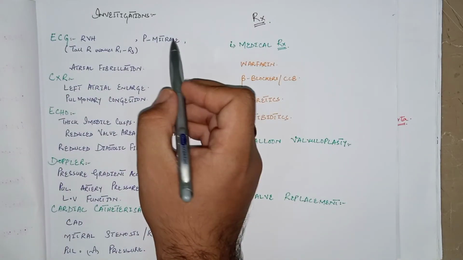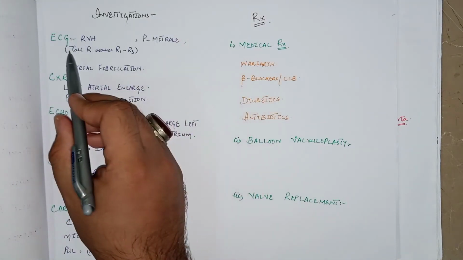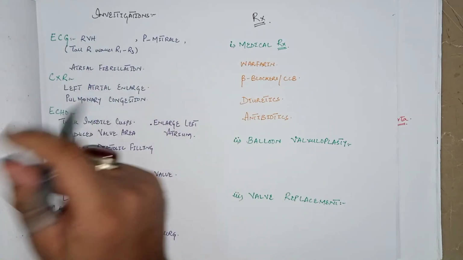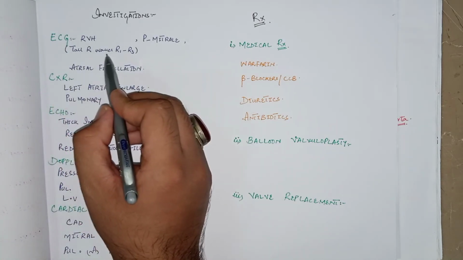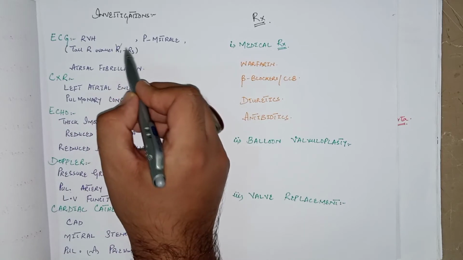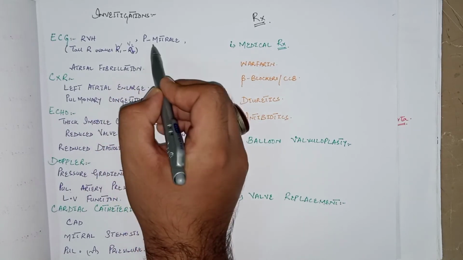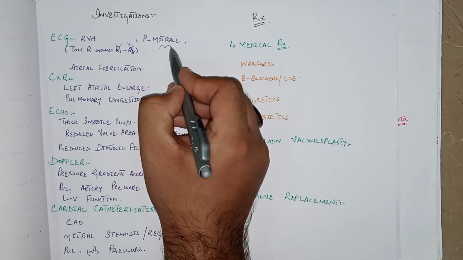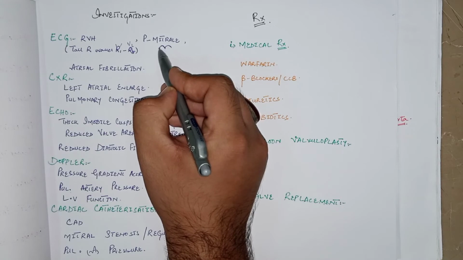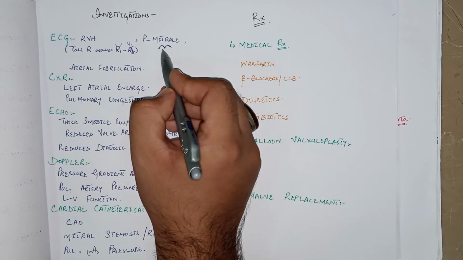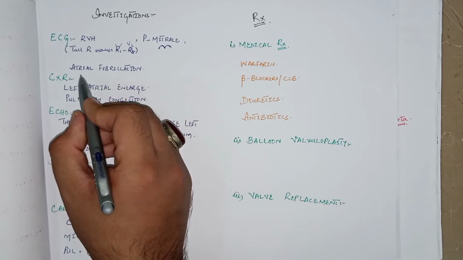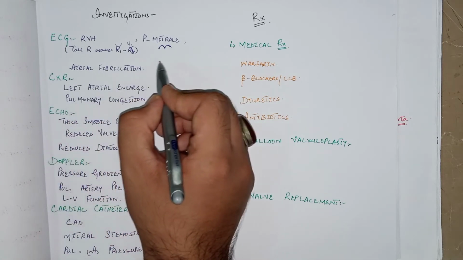Now come to the investigations. The non-specific investigation includes ECG. ECG shows right ventricular hypertrophy because of the pulmonary hypertension, which is appreciated by tall R waves in leads V1 to V3. And there is P mitral. This P mitral can be appreciated on ECG by biphasic P waves. Like this, there is a notch between two P waves, so two P waves can be seen. And also there are features of atrial fibrillation, which is basically a sawtooth pattern on the ECG.